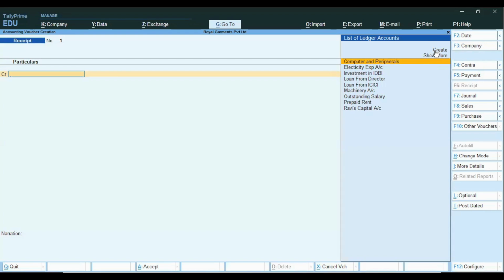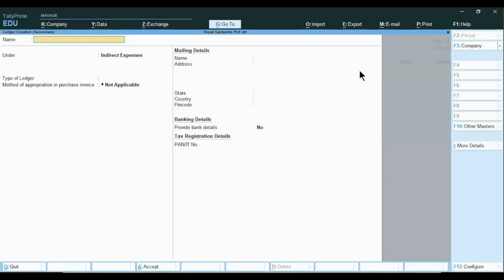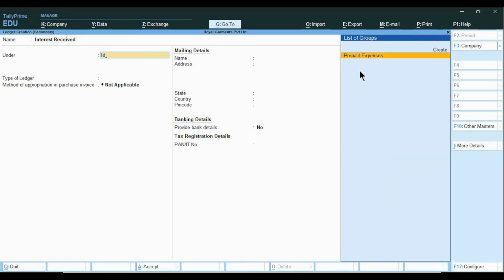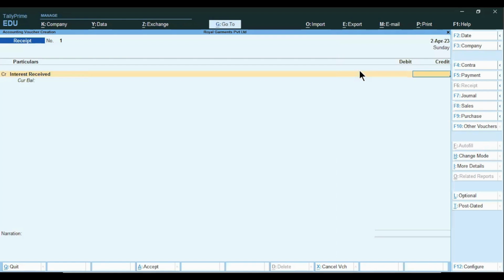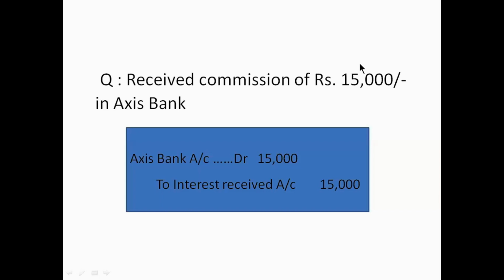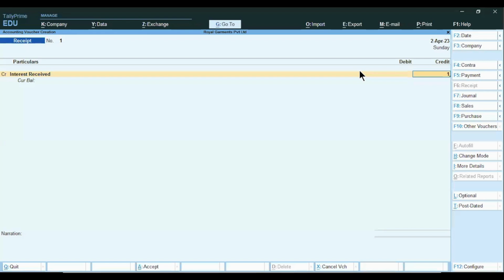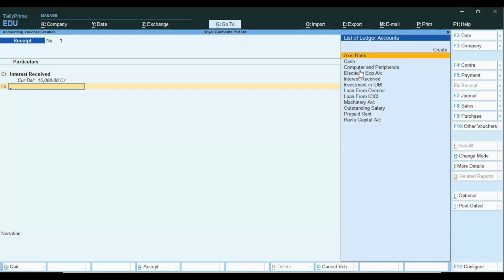Either click on this create option or press Alt and C from your keyboard and type the name of the ledger, interest received. It is indirect income. It will come under indirect income group. Other rest of the things I am keeping as they are. Enter. I have created the ledger and we have received 15,000 as interest in Axis Bank. So credit will go to interest received account. Debit will be Axis Bank.